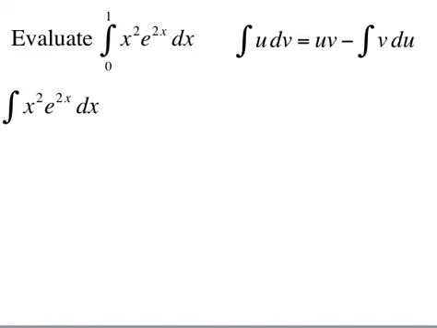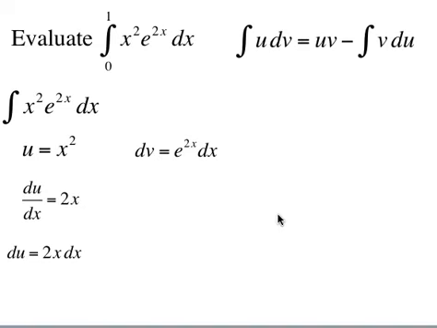So I've got the integral of x squared e to the 2x. We have to choose a u, we have to choose a dv. U is the easier thing to differentiate. U is x squared, dv is the one that's easy to integrate. dv will be e to the 2x dx. So if u is x squared, du/dx, of course, is 2x, and du is 2x dx.